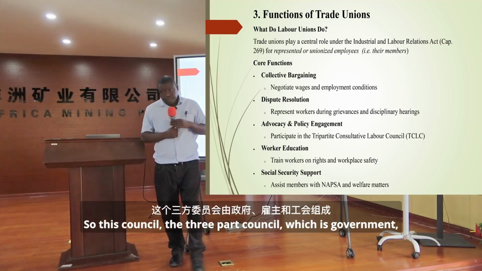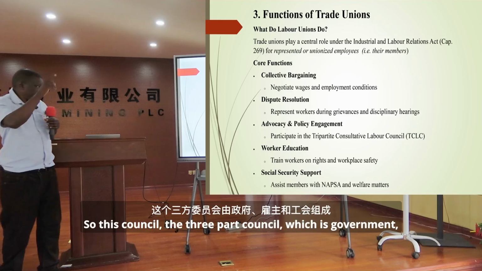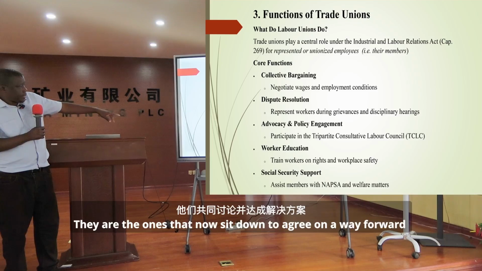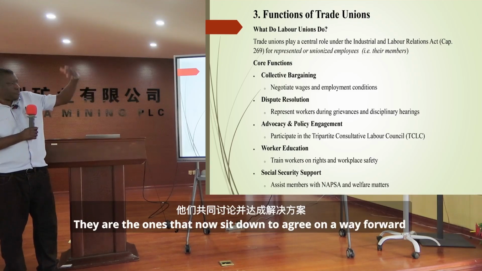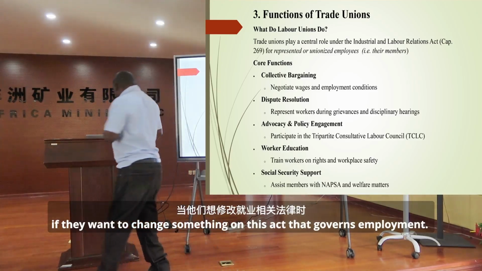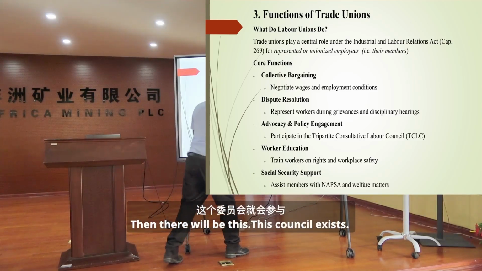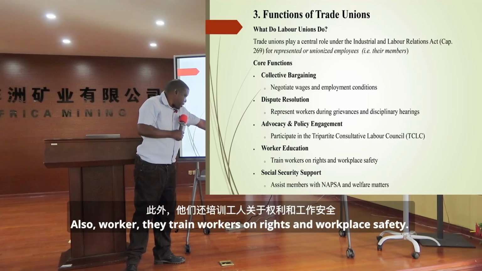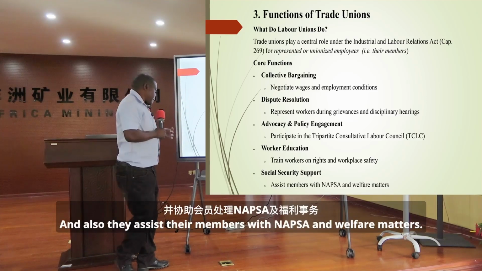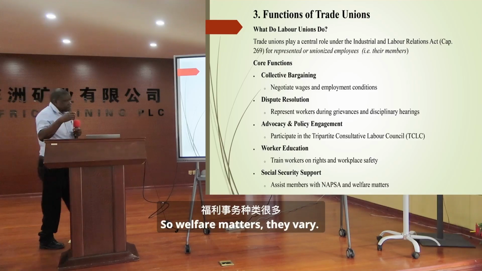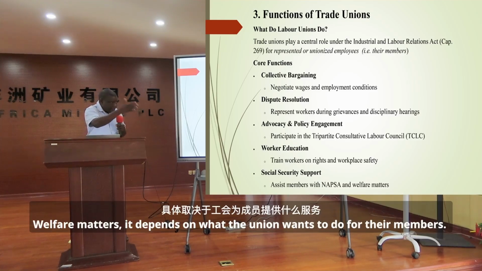So this council, the three-part council, which is government, employers, and unions, they are the ones that now sit down to agree on a way forward if they want to change something on this act that governs employment. They participate in that council. Also, they train workers on rights and workplace safety, and they assist their members with NAPSA and welfare matters. Welfare matters vary; it depends on what the union wants to do for their members.